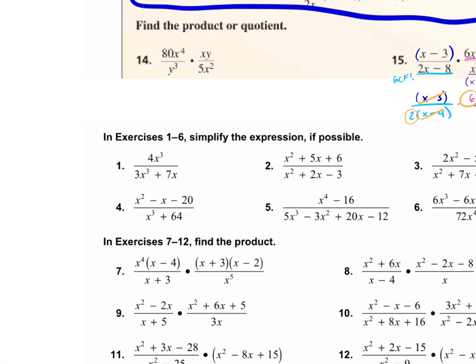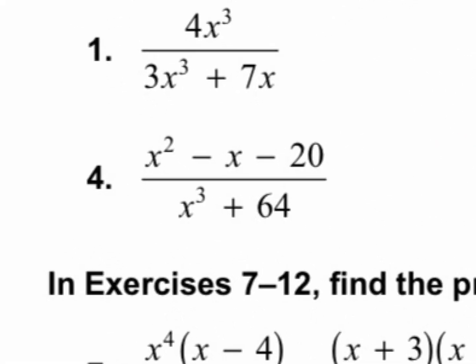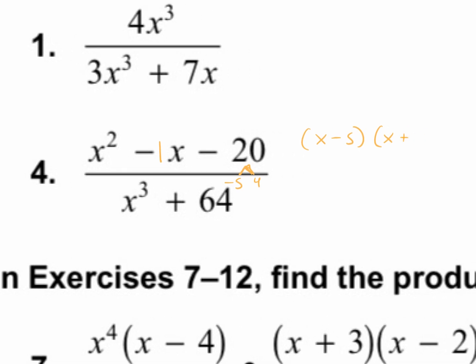Let's take a look at number 4. So we're just simplifying here, so let's factor the top and the bottom. What are two factors of negative 20 that add to negative 1? Negative 5 and 4. So this factors into x minus 5 and x plus 4. Now let's factor the bottom. What's special about the bottom?